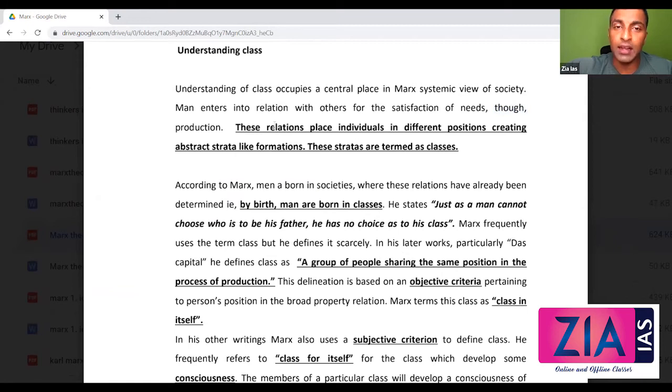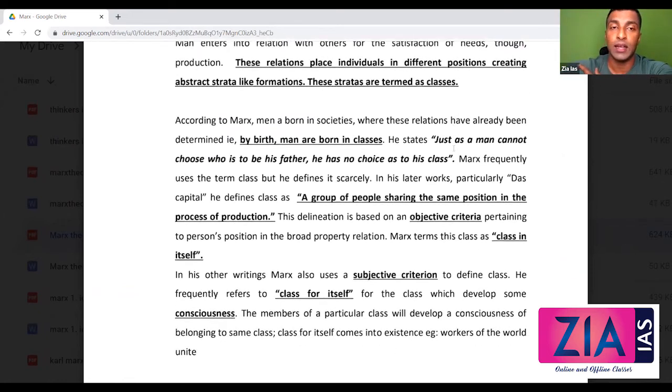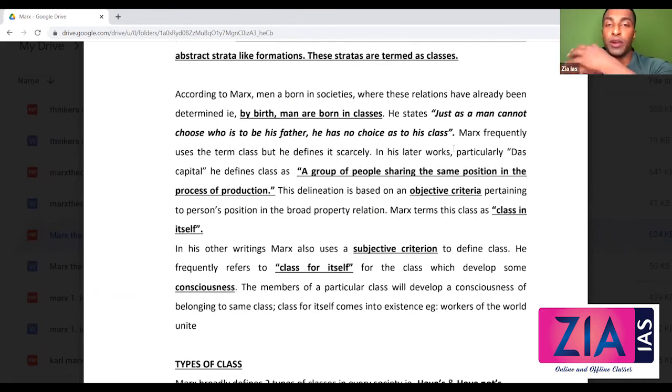Okay, it's by mistake. These relations place individuals in different positions, creating abstract strata-like formations, and these strata are termed as classes. According to Marx, we are born in societies where these relations have already been determined. That means by birth, you're born into classes. He states, just as a man cannot choose who is to be his father, he has no choice with respect to his class. Marx frequently uses the term class, but he defines it scarcely.